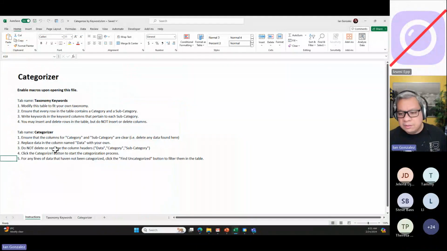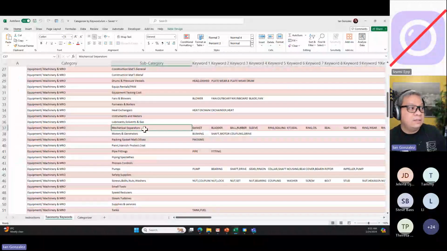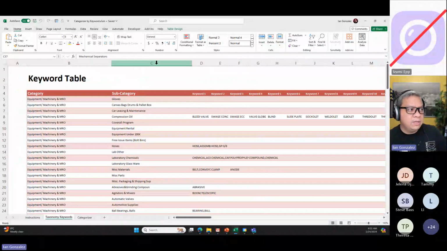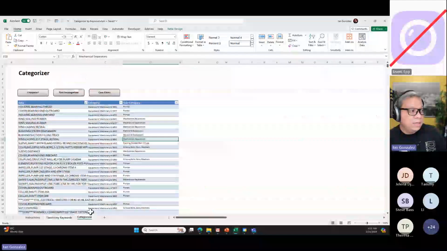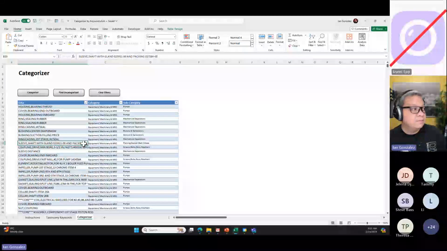Instructions are very important. Macro-enabled files are notoriously finicky. You just insert a row and a column in the wrong place and you'll destroy the whole thing. So make sure you understand the instructions very clearly. Most importantly, do not insert any column in the keyword table and the categorizer, and do not change the headers. And of course, do not insert columns, okay? You can insert rows, that's fine, but not columns, all right?